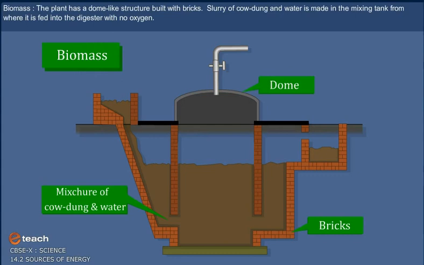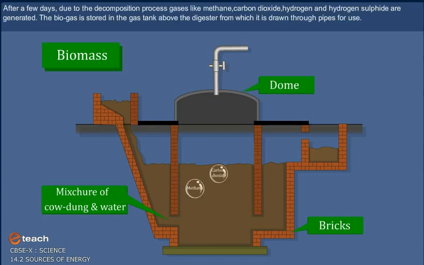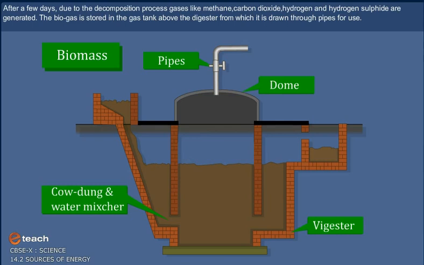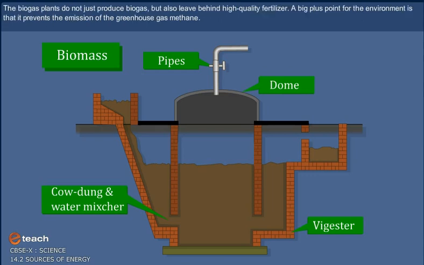A slurry of cow dung and water is made in the mixing tank from where it is fed into the digester with no oxygen. A few days after, due to the decomposition process, gases are generated like methane, carbon dioxide, hydrogen, and hydrogen sulfide. The biogas is stored in the gas tank above the digester from which it is drawn through pipes for use. The biogas plants not just produce biogas but also leave behind high quality fertilizer. A big plus for the environment is that it prevents the emission of the greenhouse gas methane.